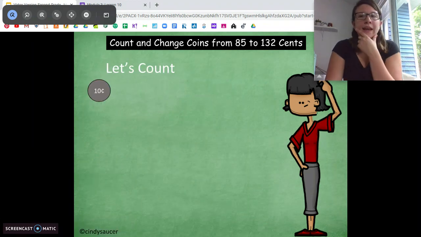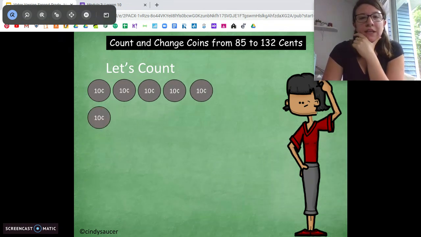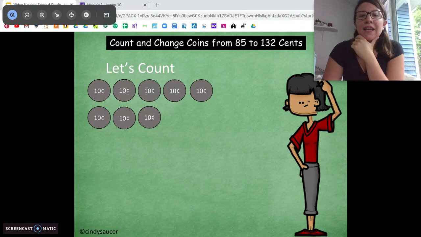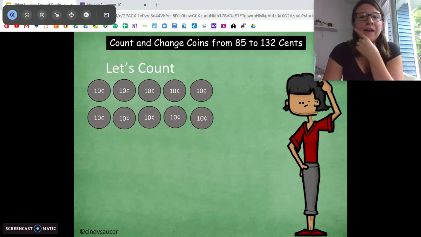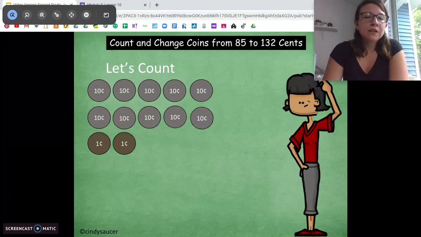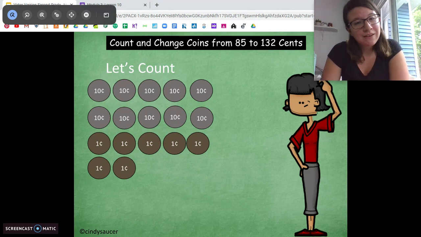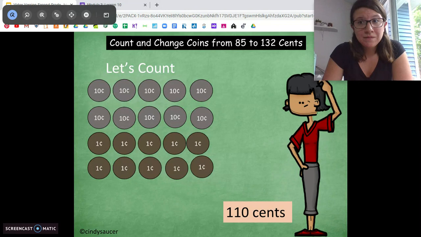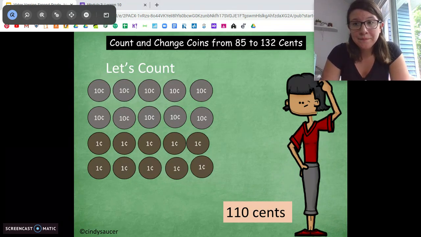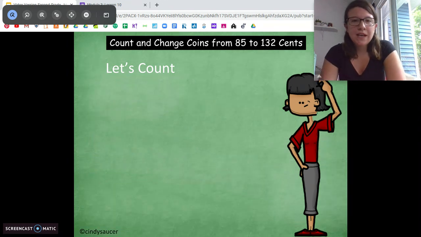So here we go. Let's try again. 10, 20, 30, 40, 50, 60, 70, 80, 90, 100. That was a lot easier to count. Now we're going to add on our leftover pennies. 101, 102, 103, 104, 105, 106, 107, 108, 109, 110. What can we do with those pennies? Do we have enough to exchange it for a dime? Very good. We have 10. All right, let's exchange it for a dime.